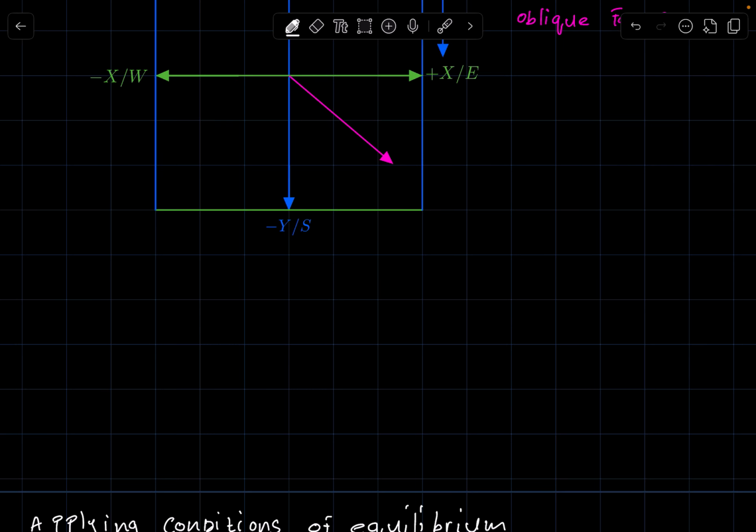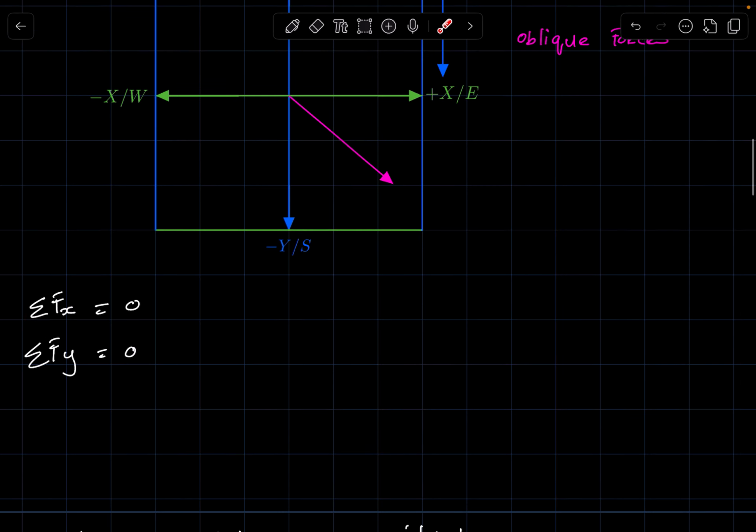But just as a reminder, one of the conditions of equilibrium is that the sum of forces in the x direction is equal to 0, and the sum of forces in the y direction is equal to 0. These conditions of equilibrium essentially mean that if the system of forces you're looking at is in equilibrium, then we use these conditions to prove that the system of forces is indeed in equilibrium.